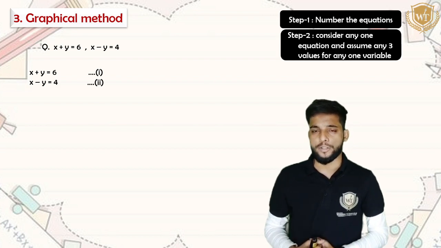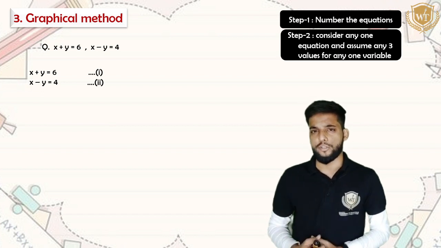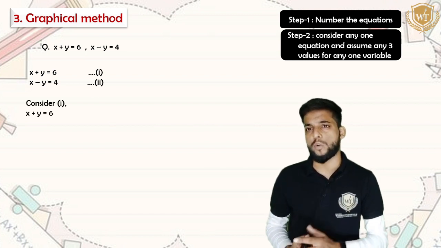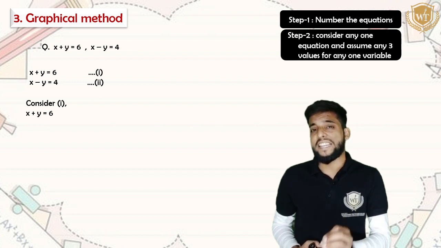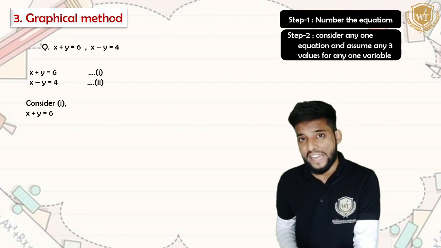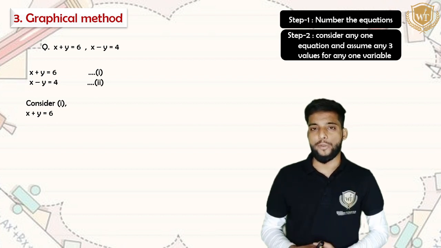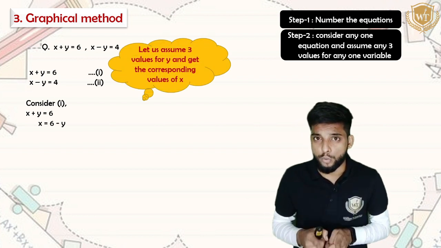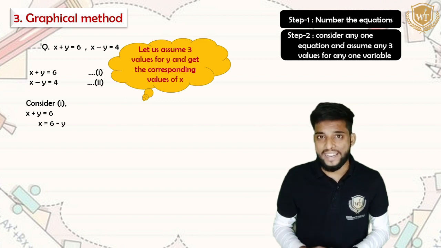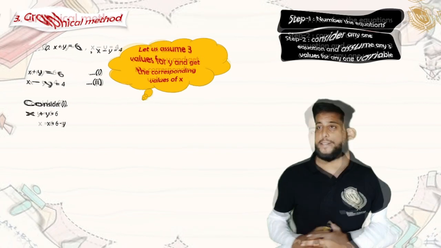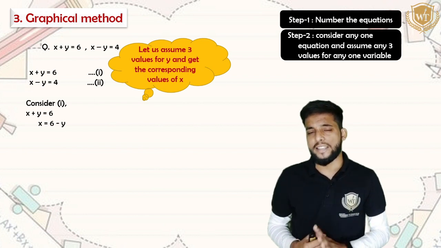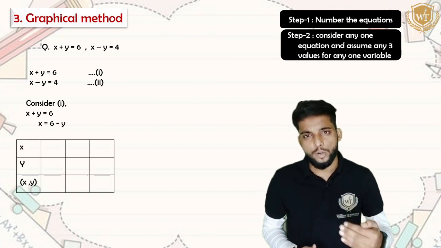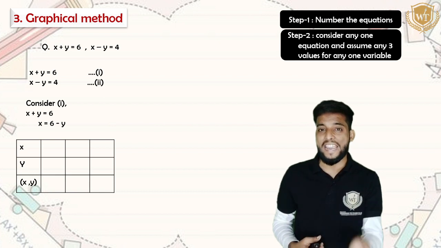Now step number two students, consider any one equation first. Break down karke samajhte. So let us consider equation number one first, which is x plus y equals to 6. Now it is saying that we have to assume any three values of our choice for any one variable. Now, before assuming, students, understand this thing. You can assume the values for x, you can assume the values for y. It's your choice. Koi bhi problem nahi. So let us assume the values for y in this case and get the corresponding values of x. So iske liye let us form a table first. X, y, and last we will write down the point x, y.